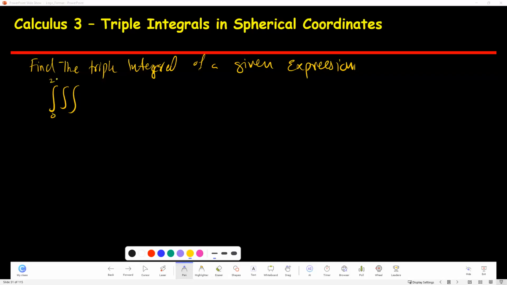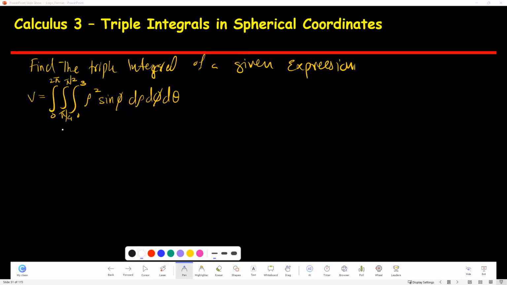0 to 2 pi, pi by 4, and pi by 2, and the last one is 3 over 0. The function is nothing there, just this. By looking at this expression, I know for sure this is a volume, because there is no mass information given.